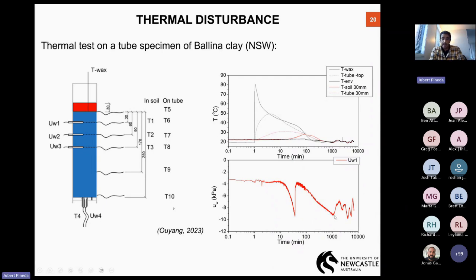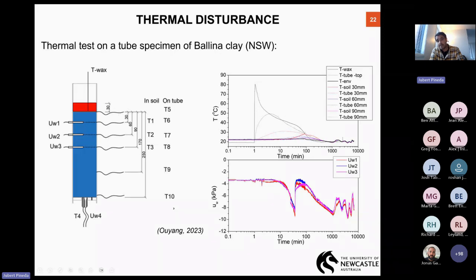Okay. So what happens at position UW2? Basically the same, but the magnitude is slightly smaller because of the difference in location. So this one was located 30 millimeters, the other one 60 millimeters, and the next one is 170 millimeters from the heating source. So UW3 is more or less the same. There is no important change in the trend, just a little bit of change in the magnitude of the pore pressure induced, which is suction, as you can see here. And then the suction starts to develop again after a while.